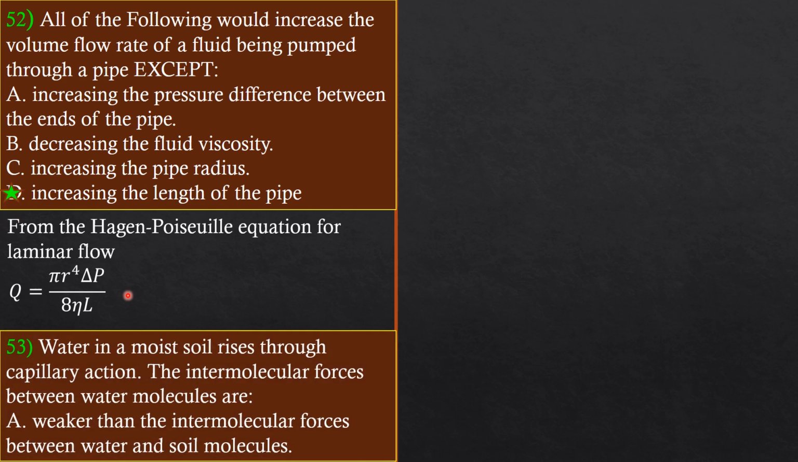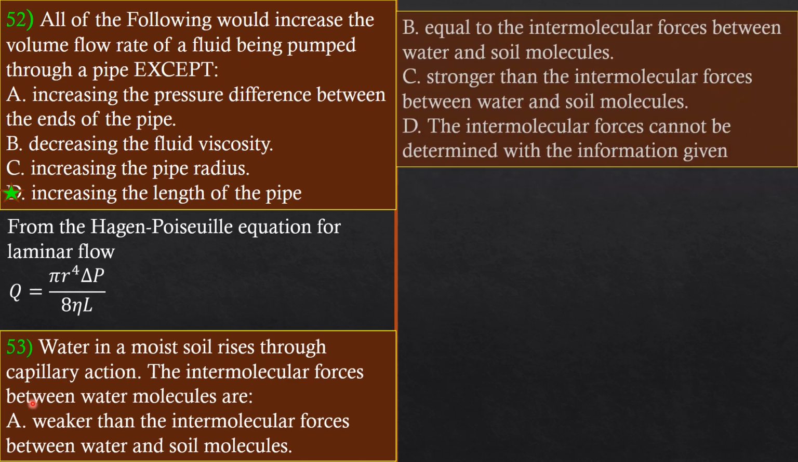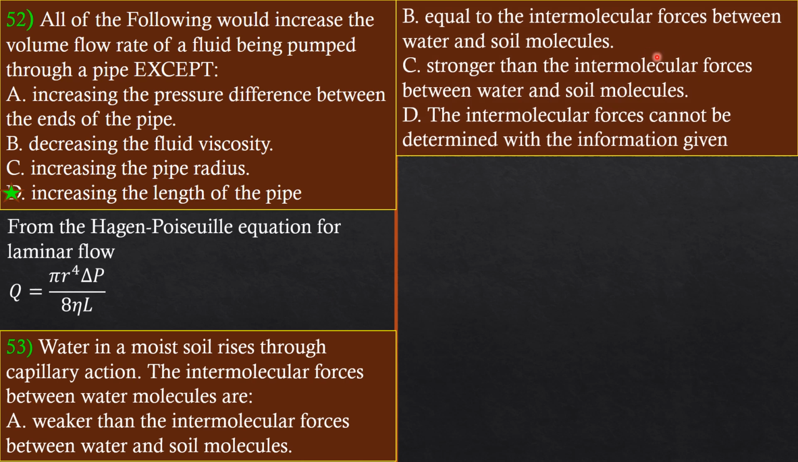Question 53 says that water in a moist soil rises through capillary action. The intermolecular forces between water molecules are A. Weaker than the intermolecular force between water and the soil. B. Equal to the intermolecular force between water and the soil. C. Stronger than the intermolecular force between water and the soil. D. The intermolecular force cannot be determined with the information given.